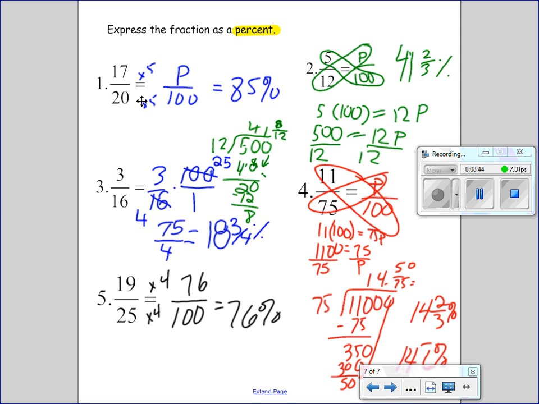In our number 4 example, we have 11 out of 75. Again, we cannot do that using equivalent fractions, so cross products were used. Our final answer was 14 and 2/3%, or 14 and 6/10 repeating, 14 and 6/10 with a bar notation over the 6. In our number 5 example, again, we're changing that fraction to a percent. We put it over 100, and you can use equivalent fractions to solve for that.